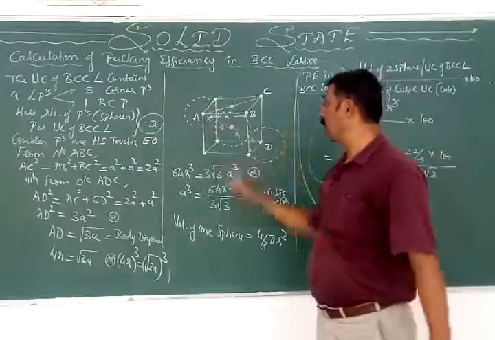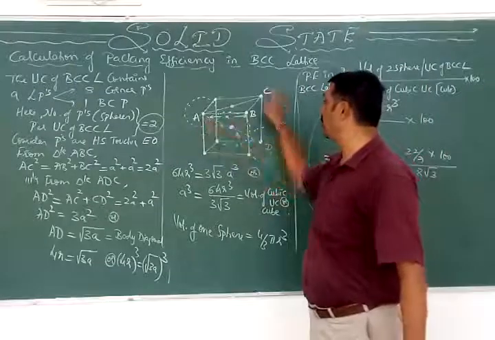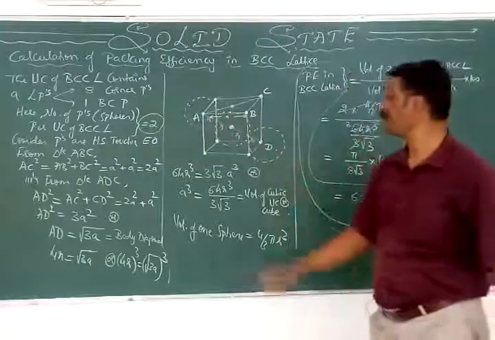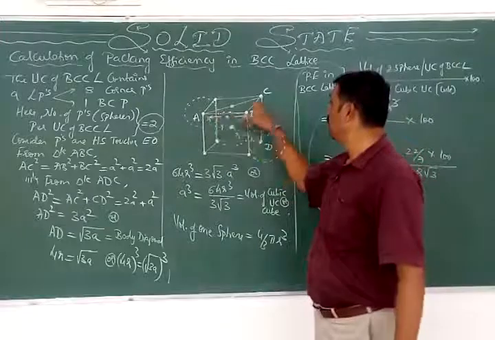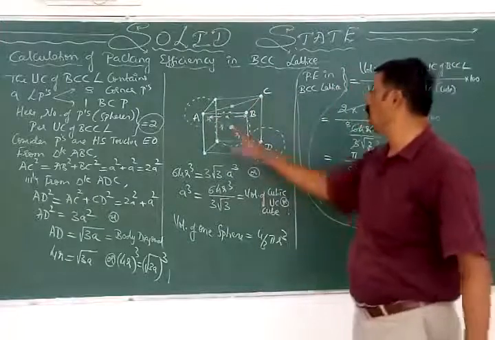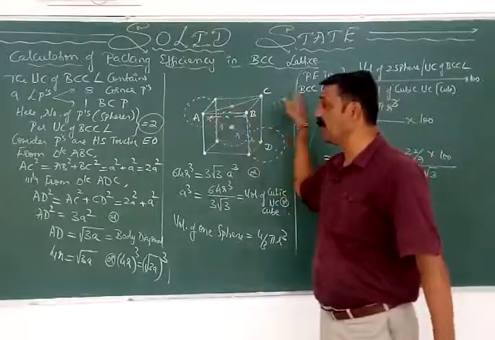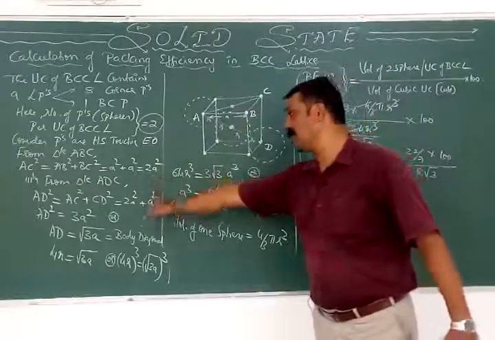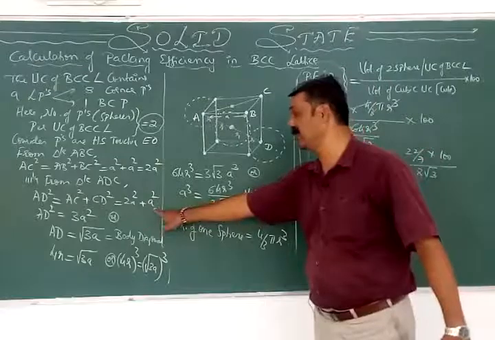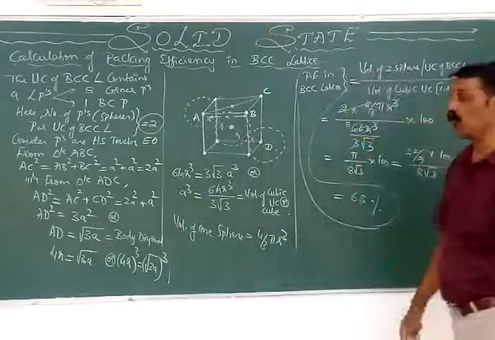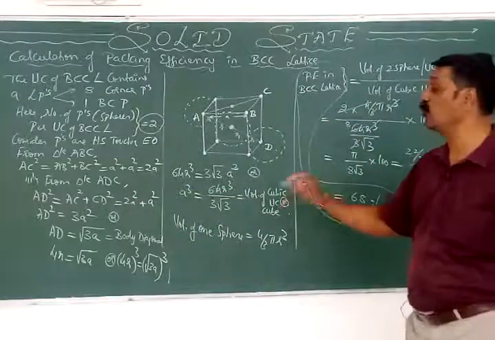And also we have to consider another right angle triangle in the form of ADC. According to that, AD square is equal to AC square plus CD square. AC square is the value 2A square we have already calculated. Therefore, it is 2A square plus CD square, which is the edge length, A square. Therefore, AD square is equal to 3 times A square, or AD is equal to root 3 times A.